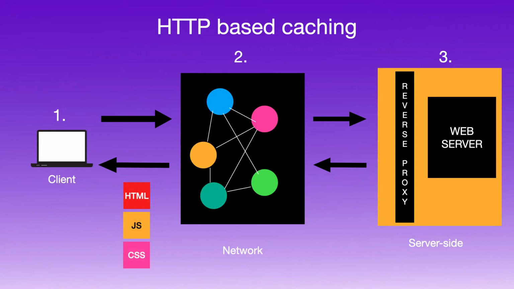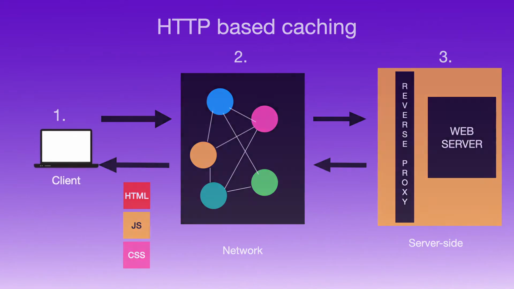Here we can see three opportunities to utilize the caching. First is using the cache at the client side. Second is using cache at the network layer, and third is using cache at the server side. So let's explore caching at the client side.